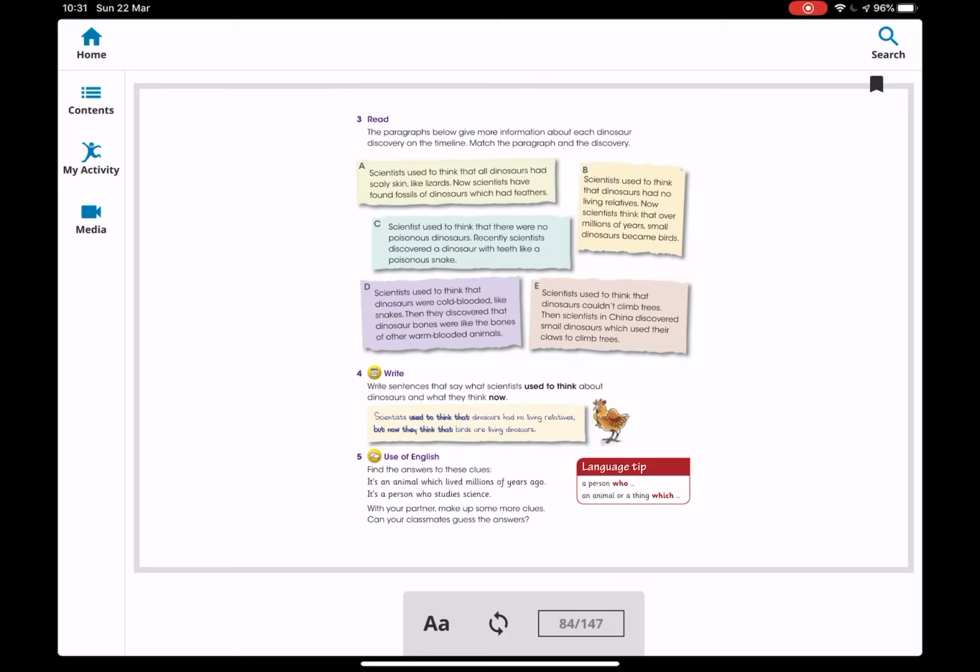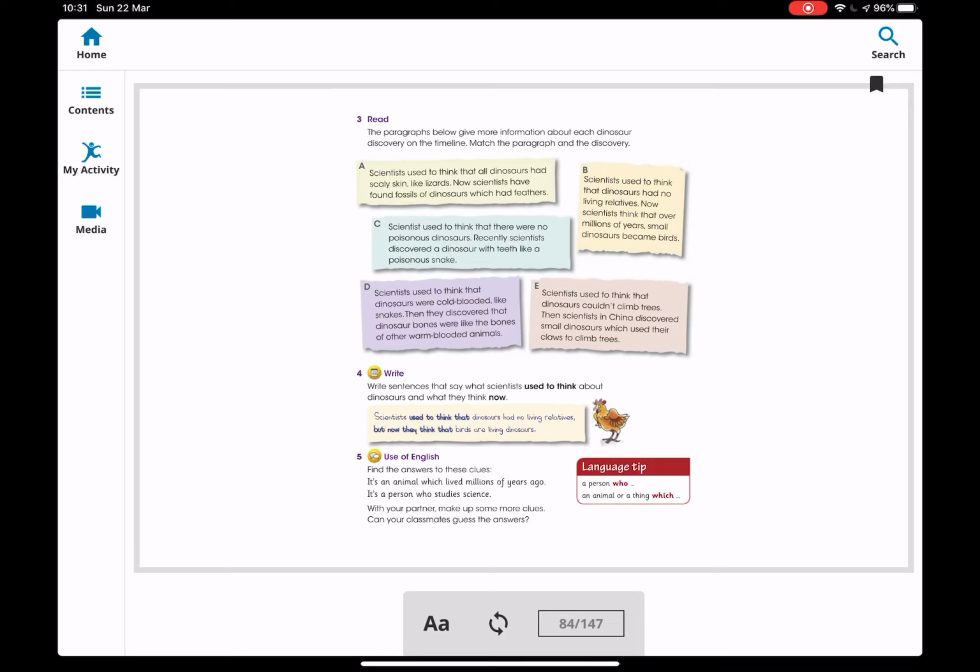Okay, they're clues. So, the first clue is, it's an animal which lived millions of years ago. It's an animal which lived millions of years ago. What do you think the answer is? That's right, it's a dinosaur.